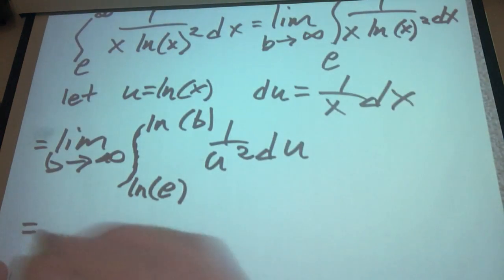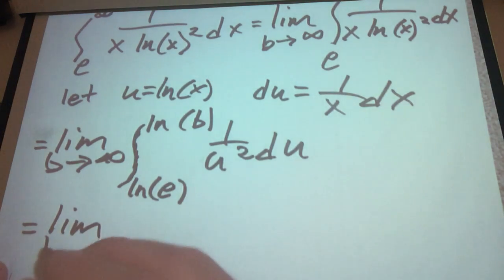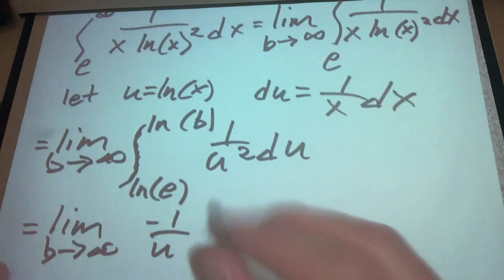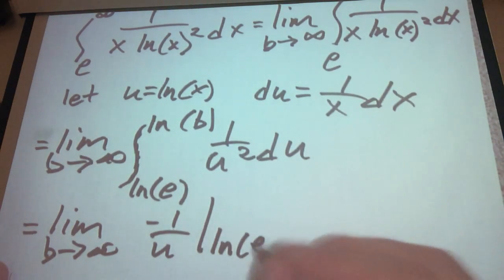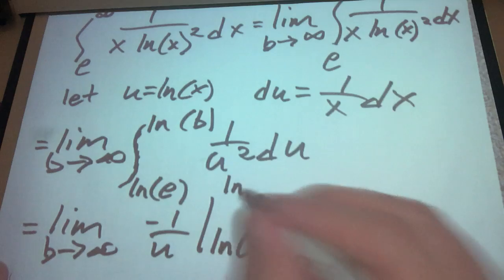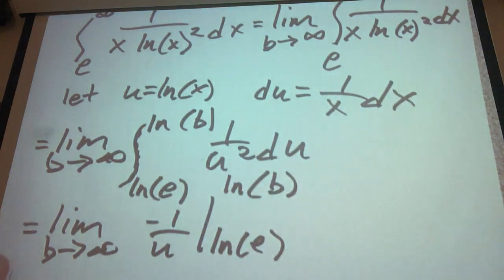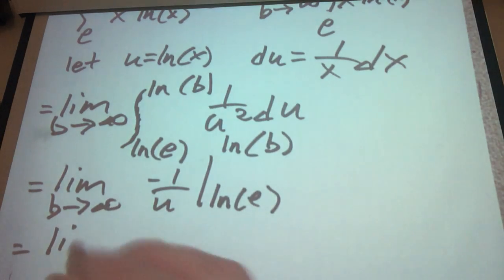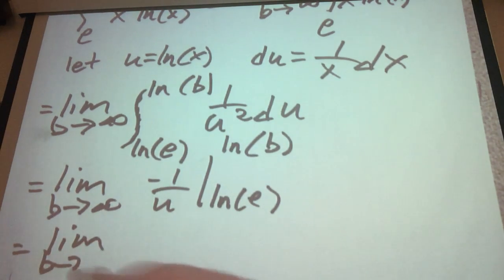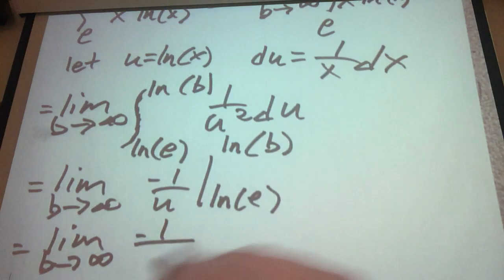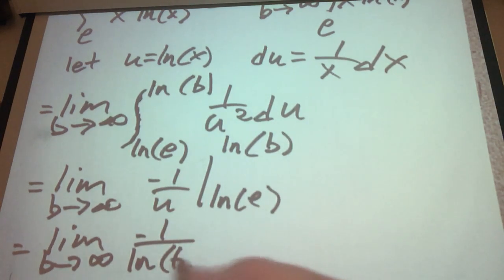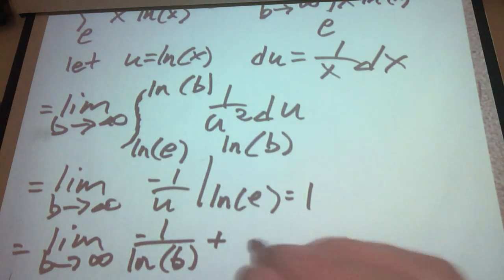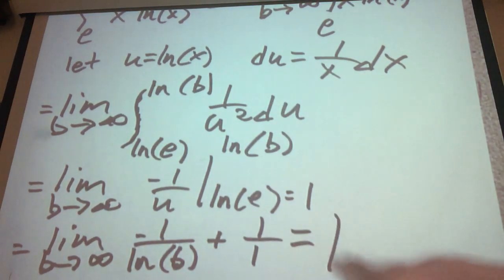So that will equal the limit, now as b tends towards infinity, of negative 1 divided by u, evaluated at the natural log of e and the natural log of b. So that's going to be the limit, now as b tends towards infinity, negative 1 divided by the natural log of b and plus, this is 1. 1 divided by 1, which equals 1.